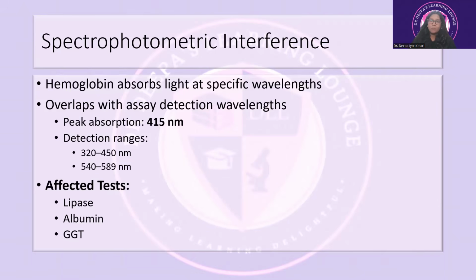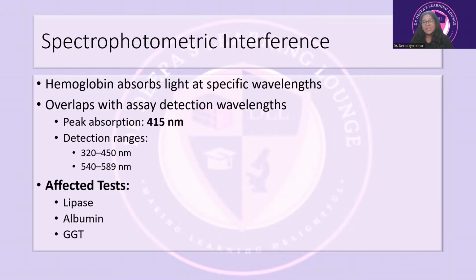Both oxyhemoglobin and deoxyhemoglobin usually absorb at a peak of around 415 nanometers. To be precise, the deoxyhemoglobin usually absorbs somewhere between 540 to 589 nanometers, and the oxyhemoglobin somewhere between 320 to 450 nanometers. So whenever an analyte is measured by spectrophotometric measurements in this range, there is an interference with the result of that particular analyte, which closely resembles this wavelength.